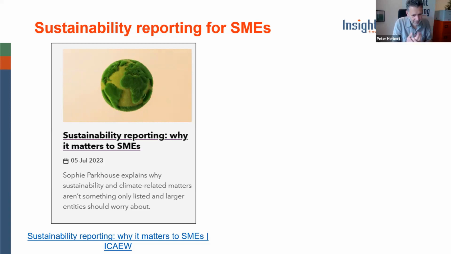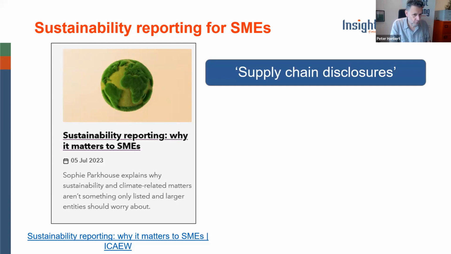So well worth a look if you're a chartered accountant, Sophie Parkhouse's really good article. The points she makes are, first of all, that although your organization is an SME business, if it's providing goods or services to a larger corporate higher up the supply chain, they might need to embrace the range of disclosure requirements possibly imposed by TCFD. And what they might do, therefore, is ask for information from the smaller SME businesses lower down the supply chain, to inform their disclosures at the higher level.